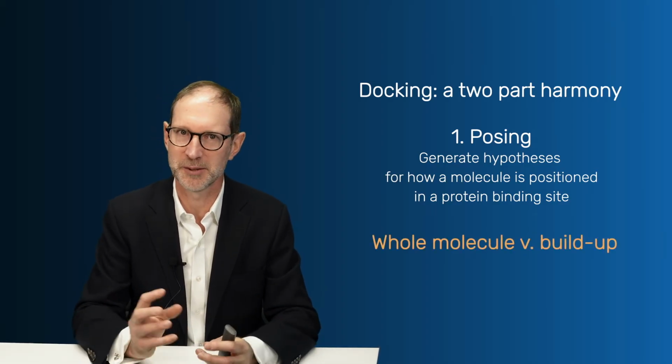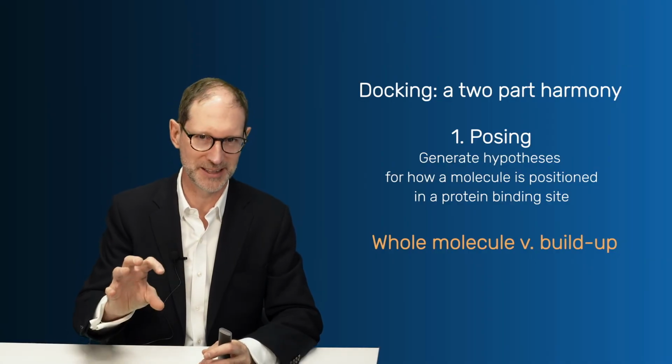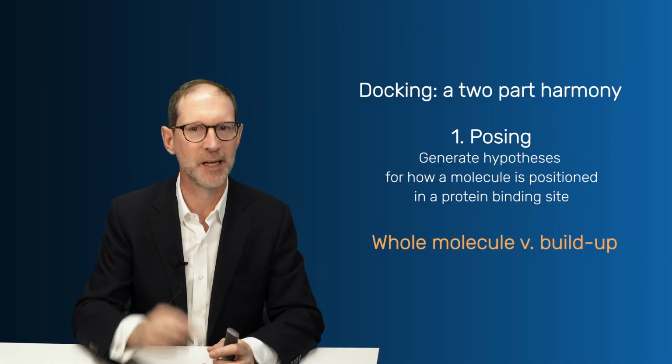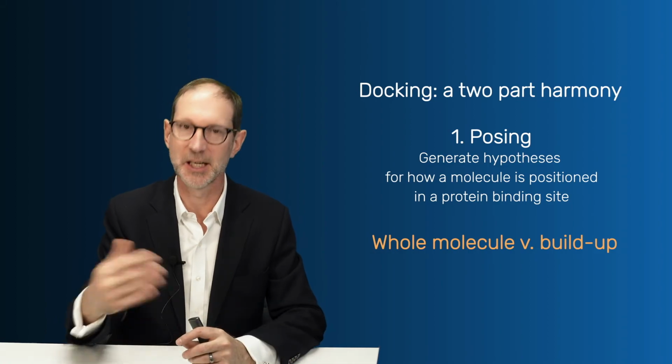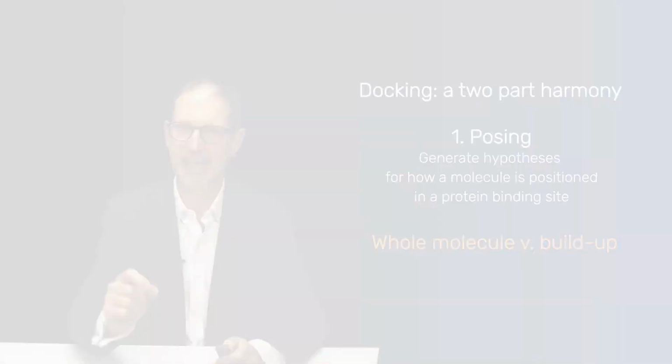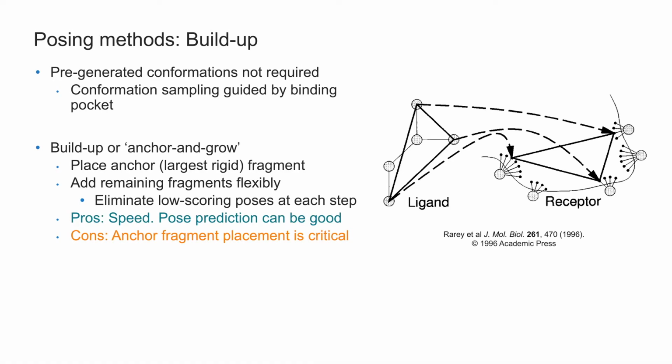So they split the molecule into pieces, pose rigid pieces which have no conformational space, and then build up the flexible linking pieces in sequence. So there's an anchor fragment that's matched to features in the binding site, and then the molecule is grown step by step. And there are a number of approaches to this.